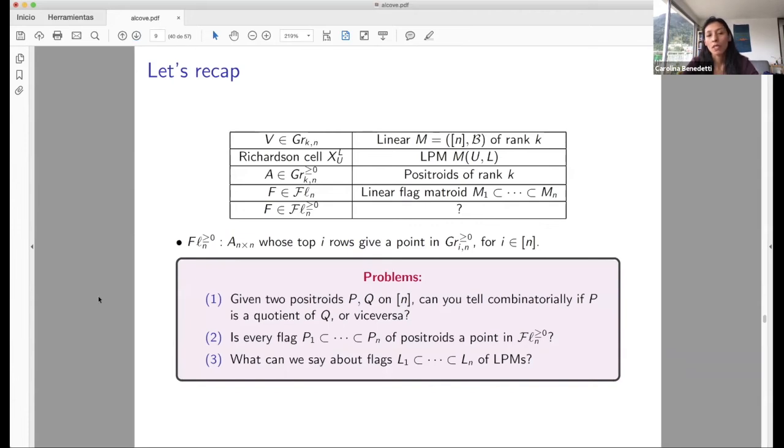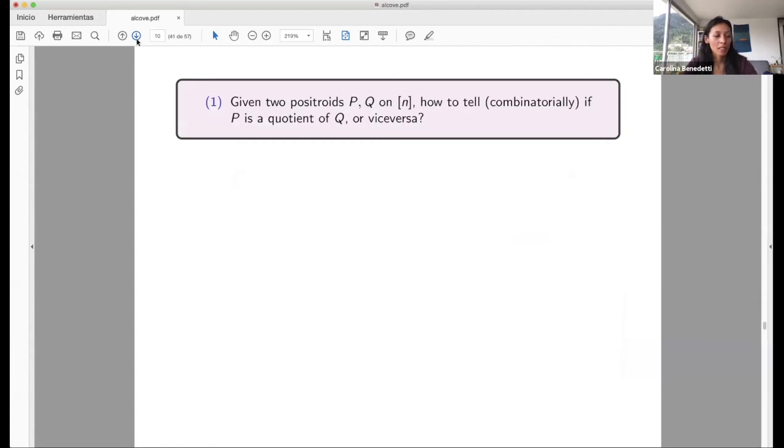One of these problems is, if you have 2 positroids, can you make use of their combinatorics to tell whether these 2 positroids are a quotient of one another? If you take it a step higher, can we actually fill this blank by simply saying that every point in the non-negative flag variety corresponds just to a flag of positroids? And the third question is, since lattice path matrices are positroids, take a flag of lattice path matrices. What can we say of the collection of flags of lattice path matrices? So these are the 3 questions.